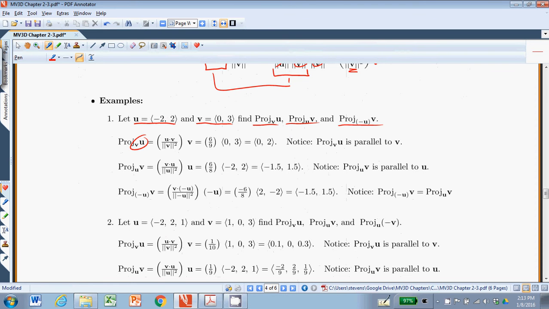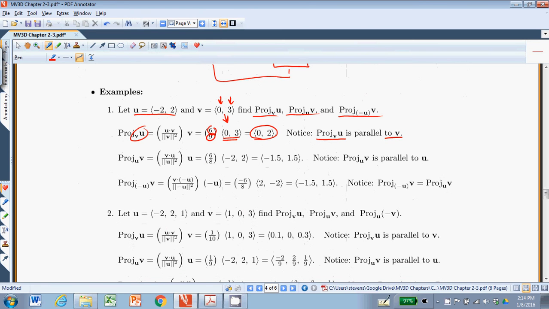I get u dot v, so that's negative 2 times 0 plus 2 times 3, which is 6, over the size of v squared, so that's 0 squared plus 3 squared, which is 9. Take the square root, but then I'm squaring it, so I'm just left with the 9. Times v, which is right there. And when I do that, I get 0, 2. I perform the scalar multiplication, basically 6/9 times 0 and 6/9 times 3. And notice, this is important, the projection of u onto v is parallel to v.